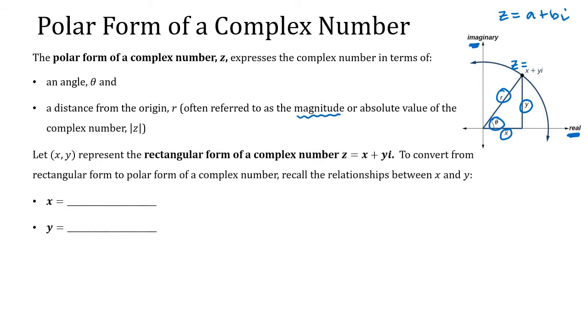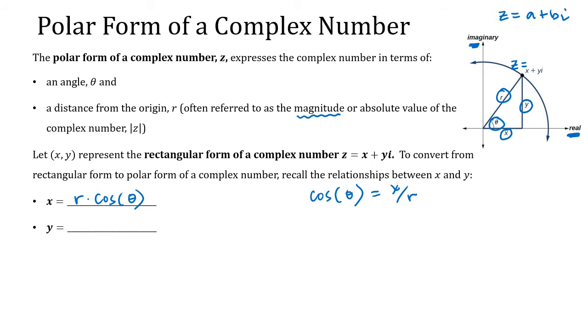So we're going to take the point x comma y that represents the rectangular form of a complex number where z equals x plus yi, and we're going to convert from rectangular to polar form simply by recalling some of our past knowledge of the relationship between x and y. Way back in your studies of trigonometry, you were probably taught that the cosine of some angle is equal to x over r. So if I solve that for x, then I can say that x is equal to r times the cosine of theta.